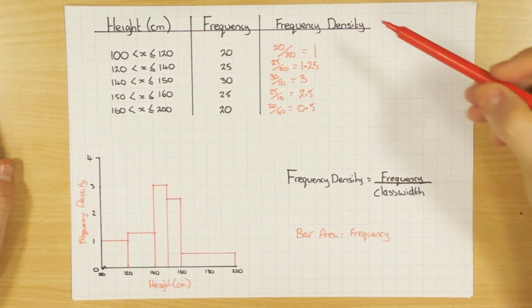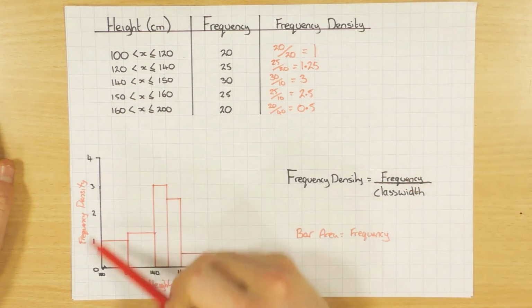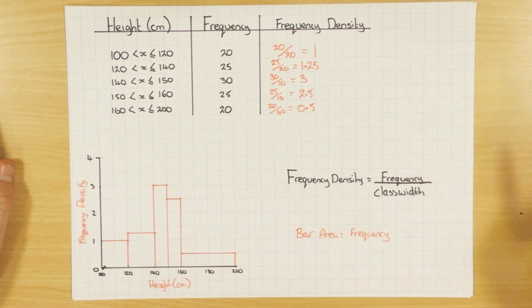So that's how you do it, guys. Work out your frequency density by doing the frequency divided by the class width. Draw yourself some axes, plot your graph. Don't forget to label them.